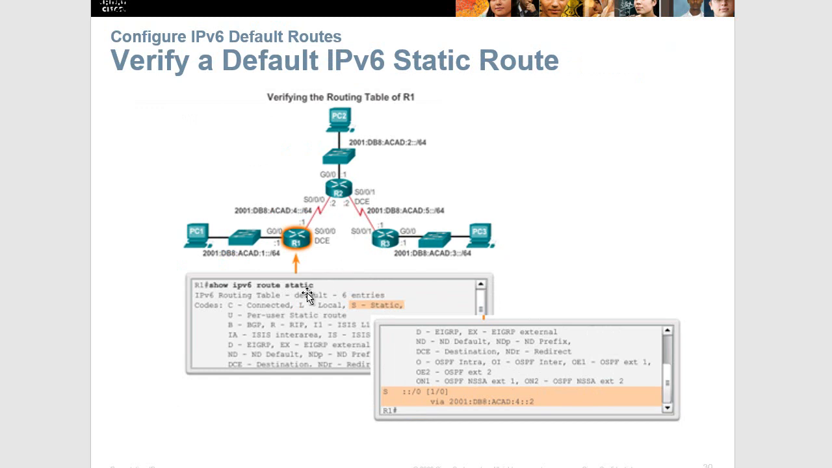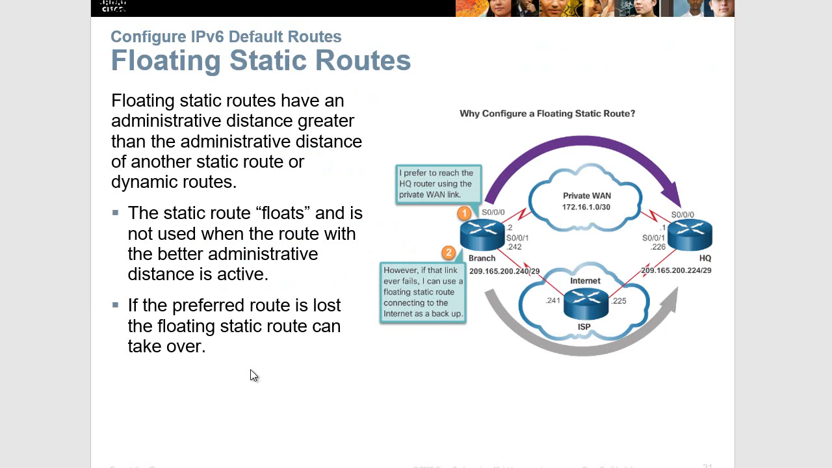Verify IPv6, so IPv6 route static. Floating static routes. So we discussed this quickly before, but a floating static route is a backup route. You're going to set up these backup routes just in case the desired route or the better route goes down. So the example we had before is that you got this WAN here, it's quicker, it's the better route to go, but perhaps this link goes down. Okay, something's wrong with your connection here.